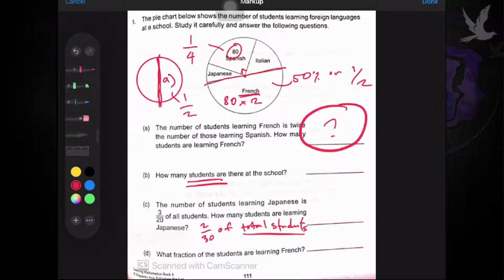And D, what fraction of the students are learning French? So medyo obvious na because I already gave the answer. You are asked for a fraction of students learning French. Okay, so that is for number 1.